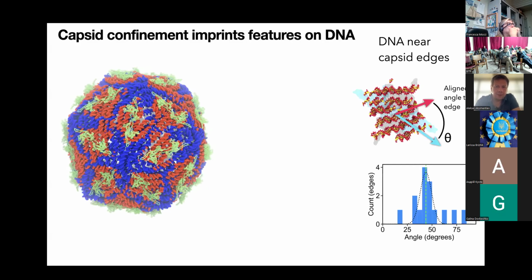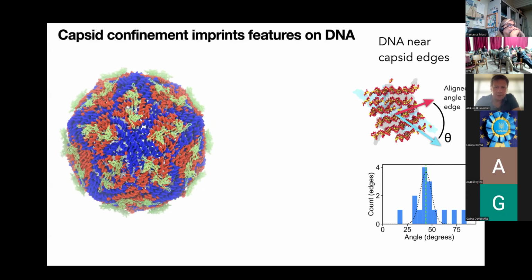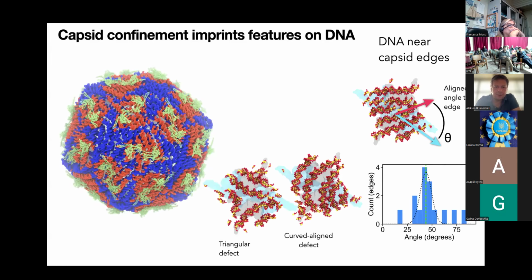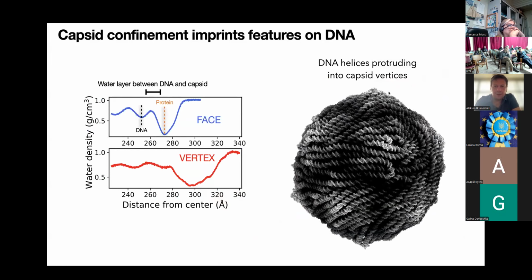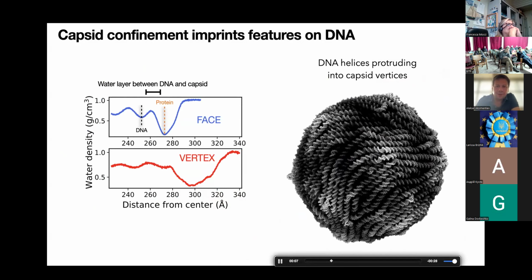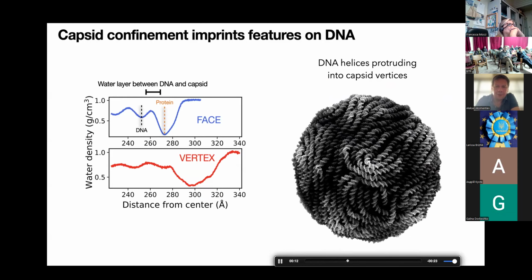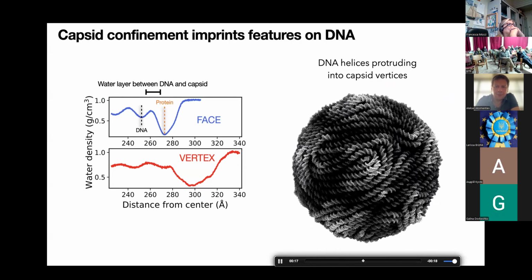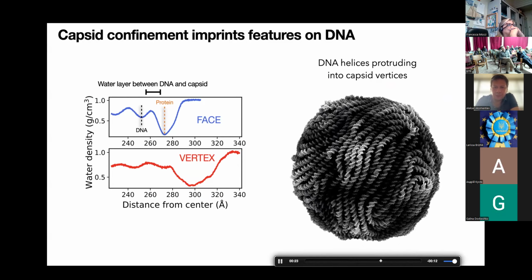For example, we found that the DNA crosses the edge of a capsid roughly at 45 degrees. There's a number of reproducible topological defects at the interface of the genome and the capsid, like the triangular defects and so on. But the most striking feature was this observation that the DNA protrudes into the vertices of the capsid. There is an empty space there. So you're looking at the genome that is colored by the distance to its center. And those snow-capped mountains, so to say, are a feature that emerged during our microsecond simulations, highly reproducible.